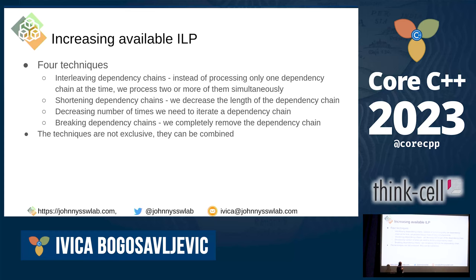If you have a dependency chain with n, if you shorten it to be n/2, then you can see performance improvement. The third thing is that if you have a dependency chain that you go over and over the same, for example with linked lists or binary trees, instead of iterating n times, if you decrease the number of times you iterate through the dependency chains, that can lead to performance improvements. And finally, breaking dependency chains, so you remove them completely. Now, you probably have an idea about one, because you know how it works, maybe two, but three and four are not that easy. So we'll go through the techniques and explain them and give some numbers and some reasoning.